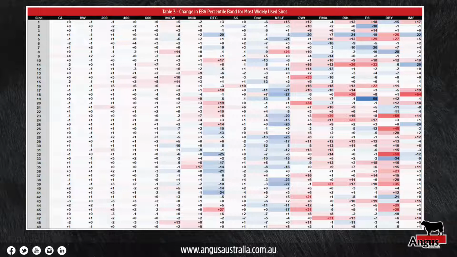So while most animals will probably sit within 10 or 20 percentile bands of where they were, there are some cases where they've moved as much as 50 percentile bands compared to where they sat before. So significant changes in what we expect to see in terms of those EBVs for those well-used sires. And that'll be reflected across the whole population at an individual animal level.